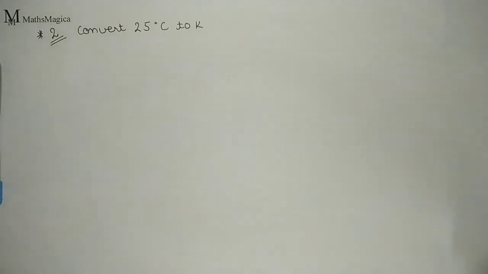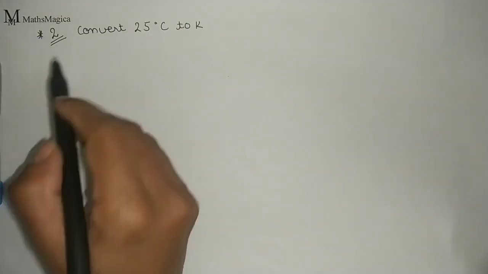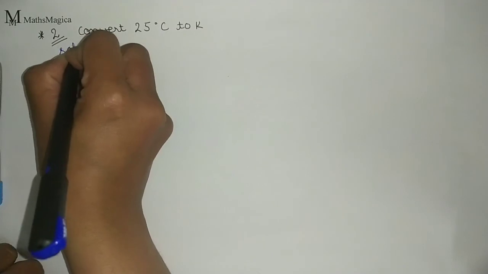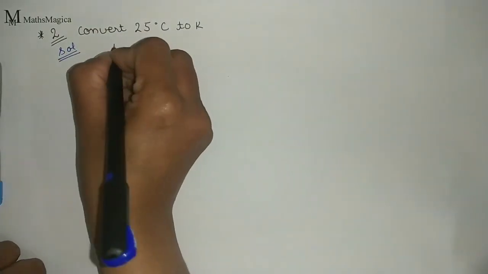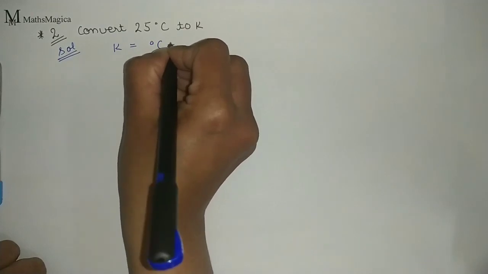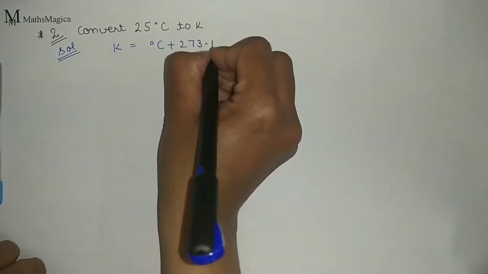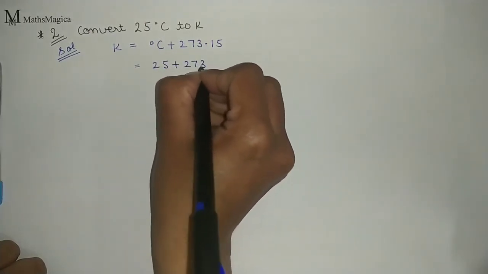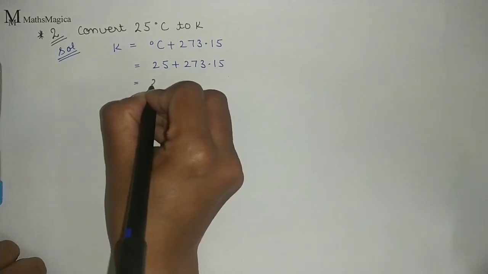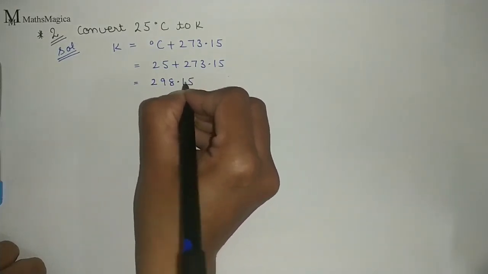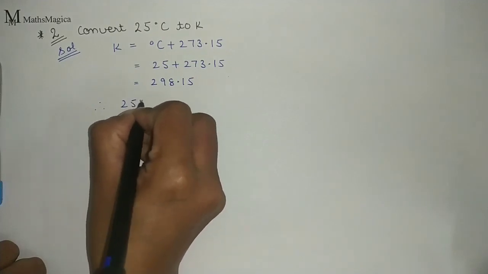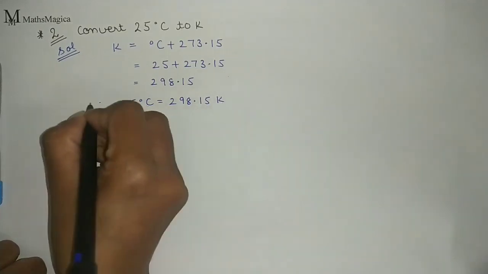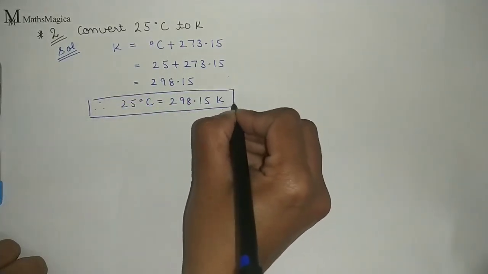The second example is converting degree Celsius to Kelvin. Convert 25 degrees Celsius to Kelvin. Solution: first write down the formula. Kelvin is equal to degree Celsius plus 273.15. Put the value: 25 plus 273.15. Add, you get 298.15. Therefore, 25 degrees Celsius is equal to 298.15 Kelvin. This is your required answer.